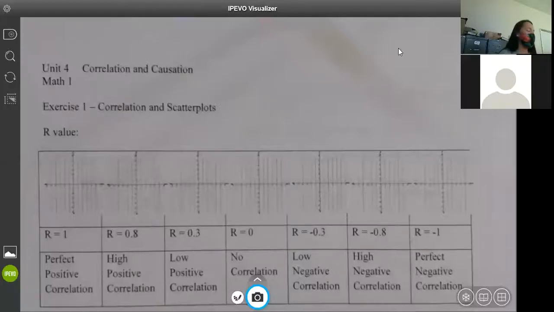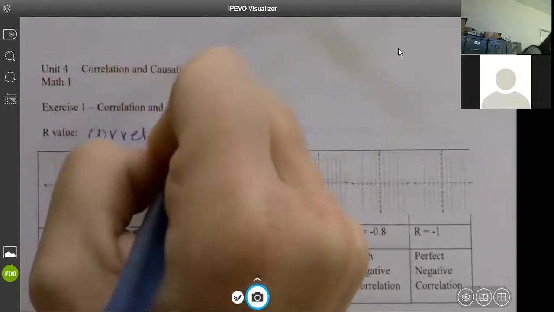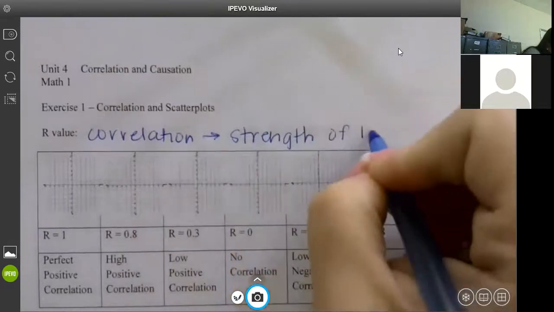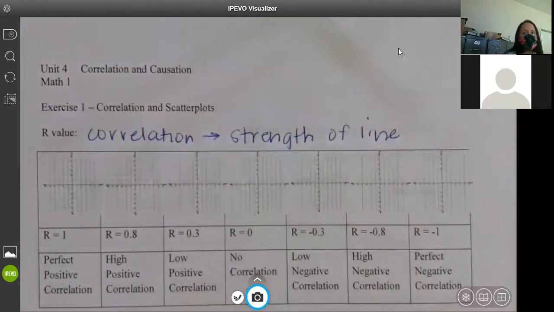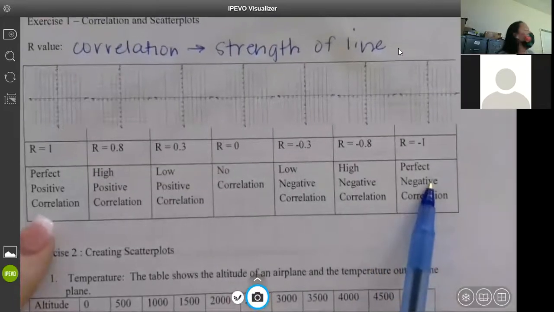All right, so the first thing that we're going to talk about is R value, and this is actually the correlation, which is the strength of the line. Okay, and that's just how good is it? Does it fit the data well or not? Okay, so the closer that it is to 1, it can be positive or negative 1, the better it is.